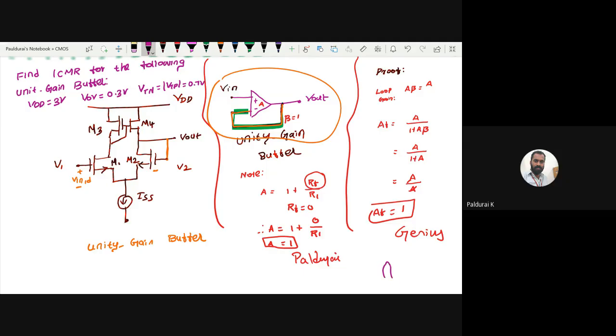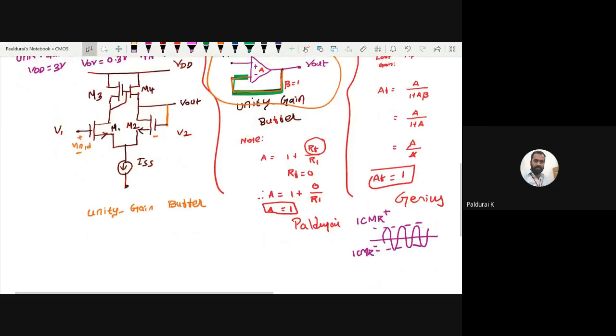So for an input signal, what is its maximum value, what is its minimum value. The maximum value is denoted as ICMR plus, and the minimum value is denoted as ICMR minus. So we want to calculate ICMR plus and ICMR minus. So that is the aim. So what is ICMR plus? Solution. First we will find the minimum value. So let me find ICMR minus.